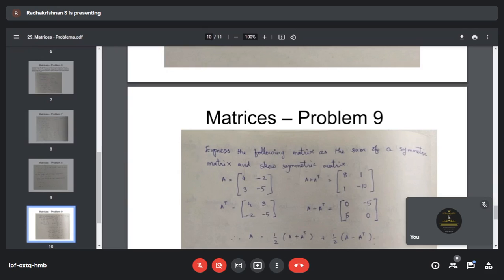So already I have written A is this, so A transpose is this: 4, 3, minus 2, minus 5. So A plus A transpose is this and A minus A transpose is this. So your solution is already there itself. You simply take half of the first matrix plus half of the second matrix. So that will be A. That's how you write A as the sum of symmetric and skew-symmetric matrix.